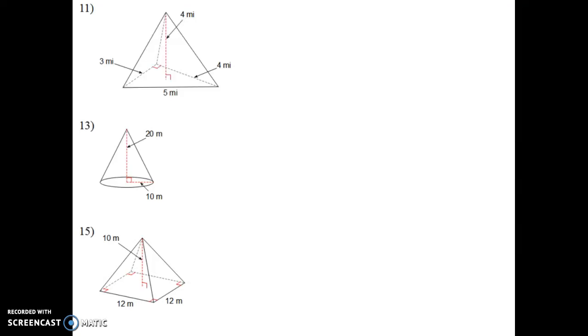So this will be a recap of the volume of both pyramids and cones. We've been working on surface area for pyramids and cones. This time around we will be looking at the volume for both of these figures. So at number 11 we are going to be doing our volume equation.